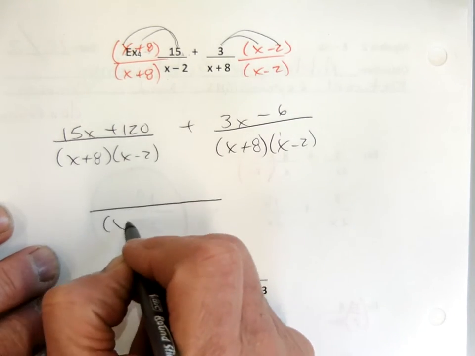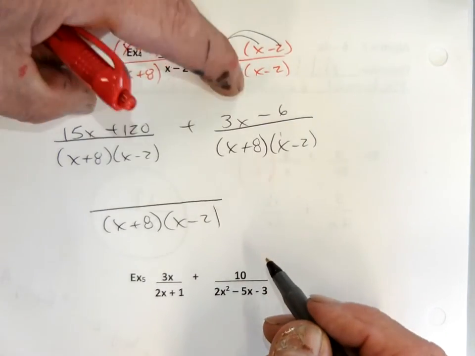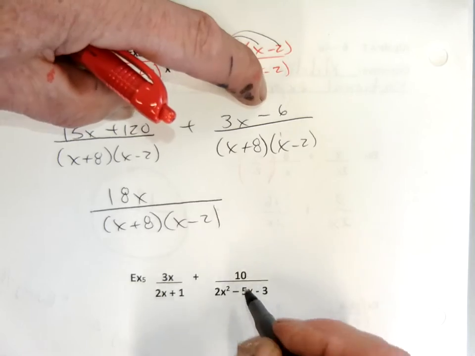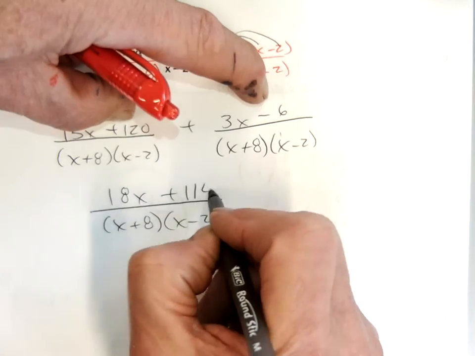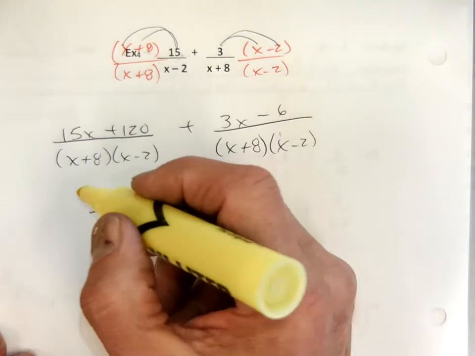So I have x plus 8, x minus 2 on the bottom, and then on the top I'll have 18x plus 114. And that's all you can do. Nothing will factor, nothing will cancel. It's okay though. We added them, right? That's it. There's my answer.